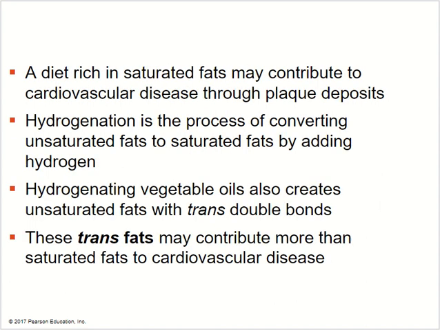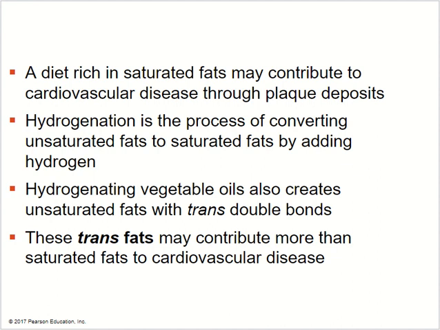unsaturated fats. A diet rich in saturated fats may contribute to cardiovascular disease through plaque deposits. Hydrogenation is the process of converting unsaturated fats to saturated fats by adding hydrogen across that double bond set of carbons. Hydrogenating vegetable oils also creates unsaturated fats with trans double bonds. These trans fats may contribute worse than saturated fats to the cardiovascular system.